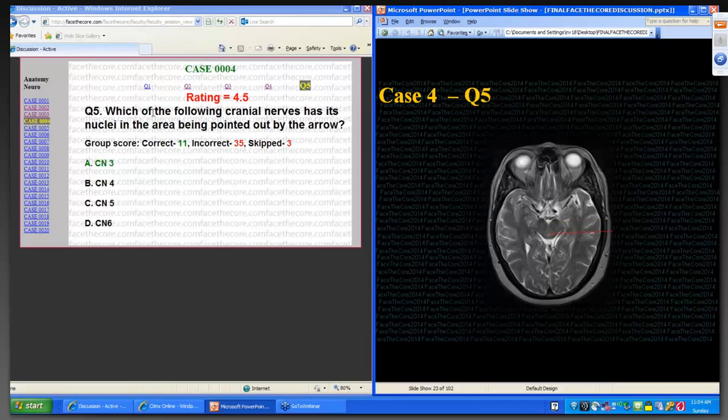The next question is, which of the following cranial nerves has its nuclei being pointed out by the arrow? Is it cranial nerve 3, 4, 5, or 6? The correct answer is actually cranial nerve 3. Remember that the oculomotor nerve has two paired nuclei at the level of the superior colliculus, just anterior to the periaqueductal gray.